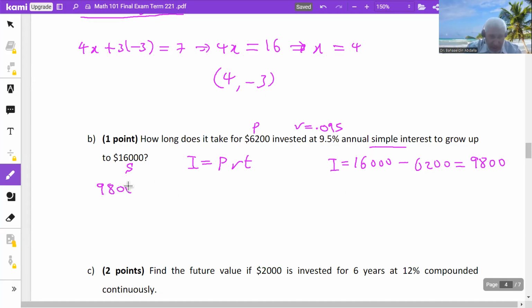So I can put it in the formula. And P is the original amount times r, which is 0.095, and T is unknown. How long does it take? So simply T would be 9800 over 6200 times 0.095. And if you use the calculator, you will find that the answer is 16.64 years.